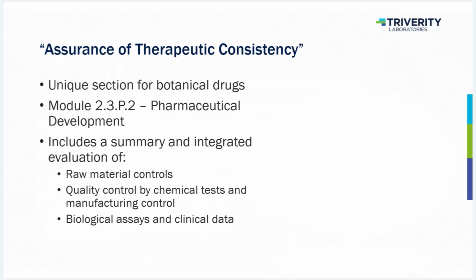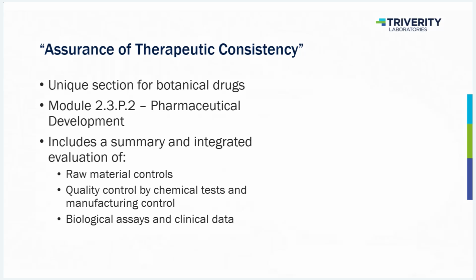So it should be a discussion on how all of these different parts of your control strategy are coming together to ensure that the product you manufacture during your clinical trials is going to be the same product that you're manufacturing after approval, so that you are assuring, this is how we're assuring that the therapeutic effect is going to be the same as it was during the clinical studies when we start selling it.